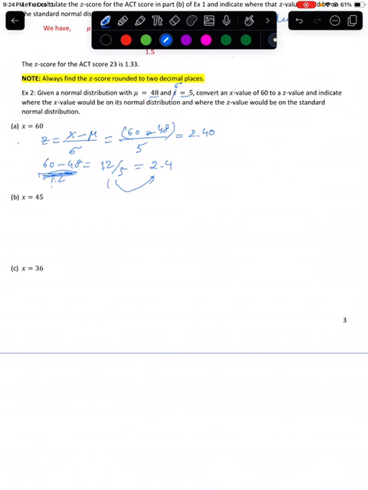Instead of dividing by 5 over there, first find the difference of these two numbers, which is 12, then go to the next line, 12 divided by 5, which is 2.4. So that is your z value. So z is equal to 2.40. Same thing with the next one.